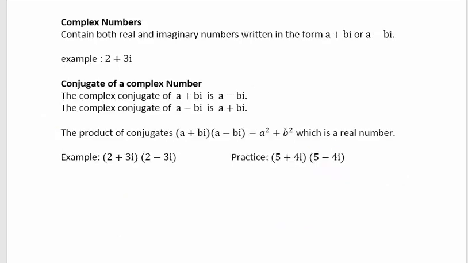Complex numbers contain both real and imaginary numbers, and they're written in the form a plus bi, or you could also write it a minus bi. Notice why we call them complex: we have both a real number, in this case a, plus an imaginary number, some number times i, or a minus some number times i. And here's an example, 2 plus 3i.